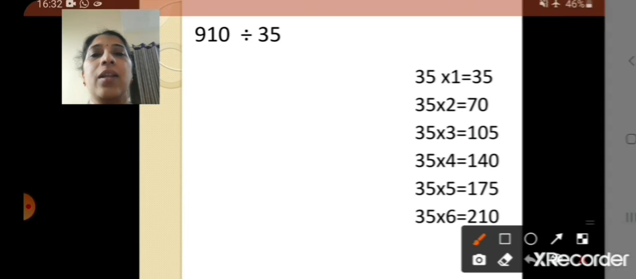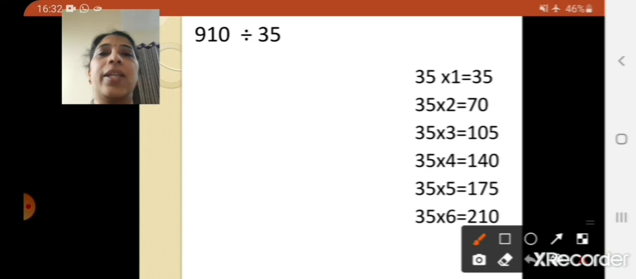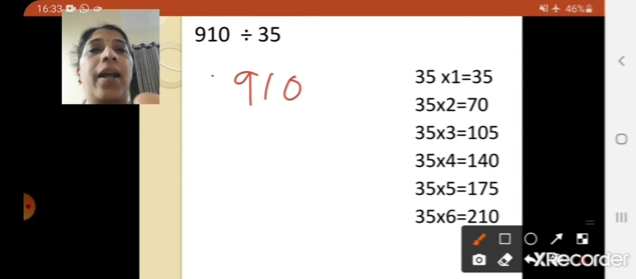So again on the right hand side, you will first write the table of 35. So 35 ones are 35, 35 twos are 70, 35 threes are 105, 35 fours are 140, 35 fives are 175, and 35 sixes are 210. Like this you can write till 35 nines, right? So now let's carry out the division. I'll write 910 and then divide it by 35.